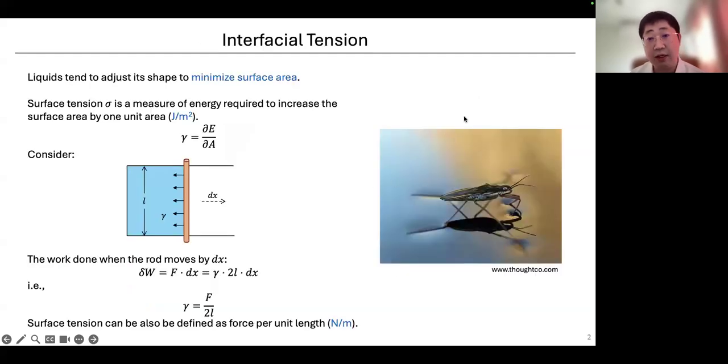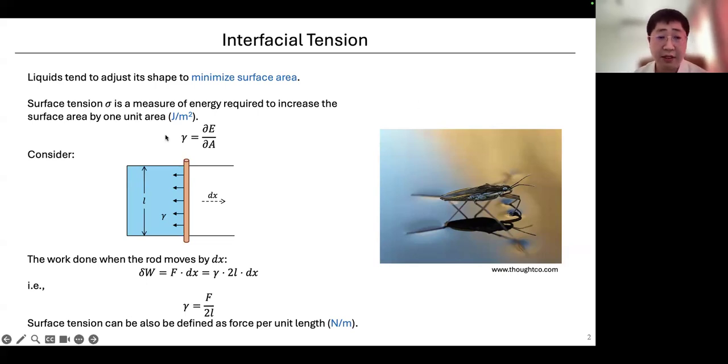First of all, just a quick introduction about interfacial tension. Because a system tends to move towards minimum energy, liquids tend to adjust their shape so that the surface area is minimized. Surface tension is a measure of the energy required to increase the surface area by one unit area. So the unit of that is energy per area, joule per meter squared.